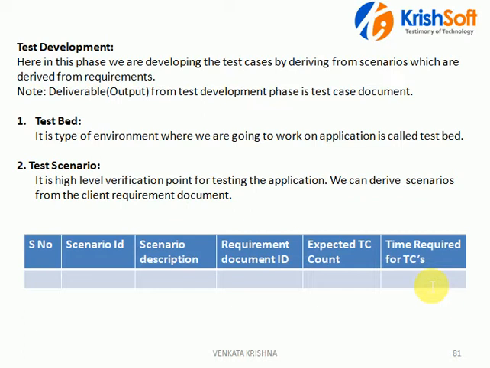We write each and every scenario, and then we write the test cases for each scenario we derive. Well, coming to the template, what are all the columns in the test scenario? Serial number, scenario ID, scenario description. I will show you practically how we need to write the scenario ID and description. Requirement document ID, you will get from the requirement document. And expected test case count, how many test cases you are able to derive for that scenario, and the time required for test cases. This is the scenario template.